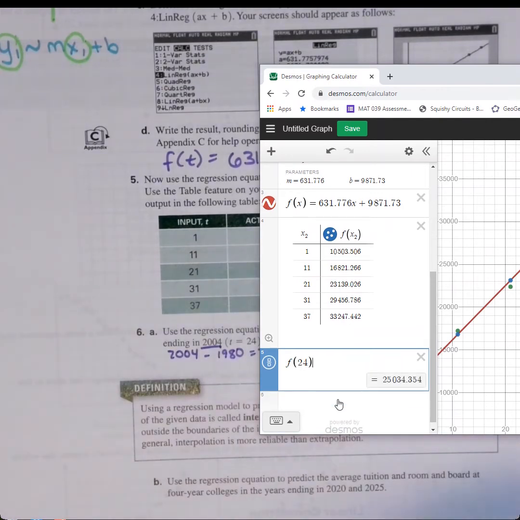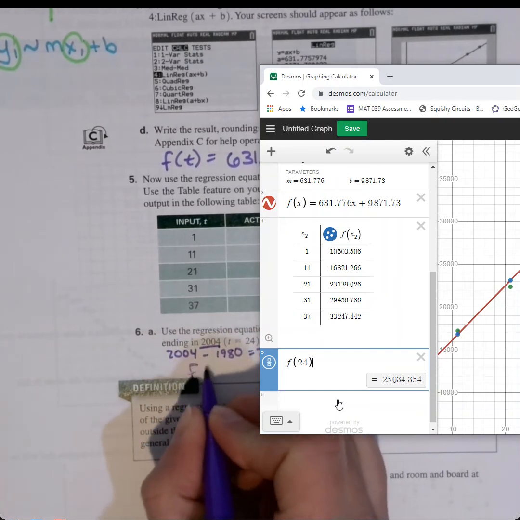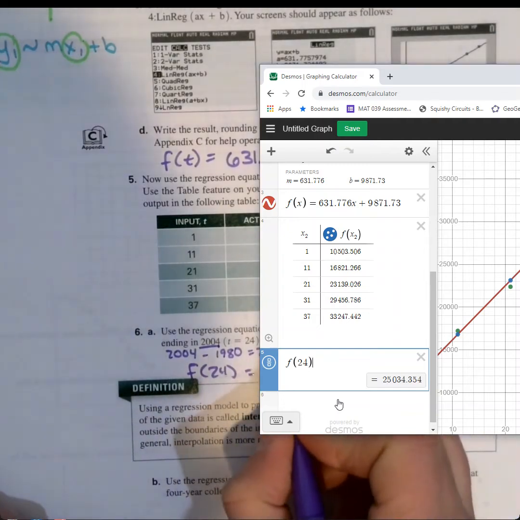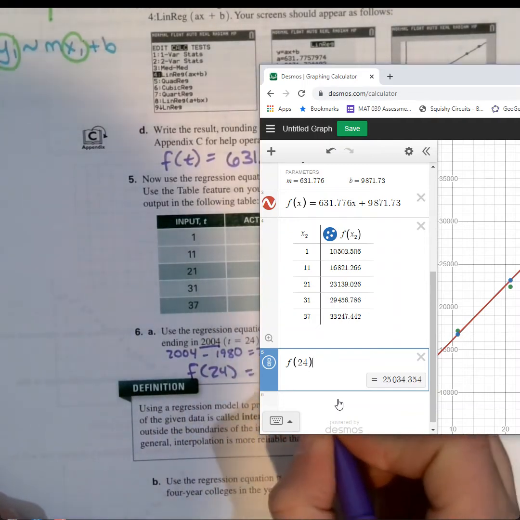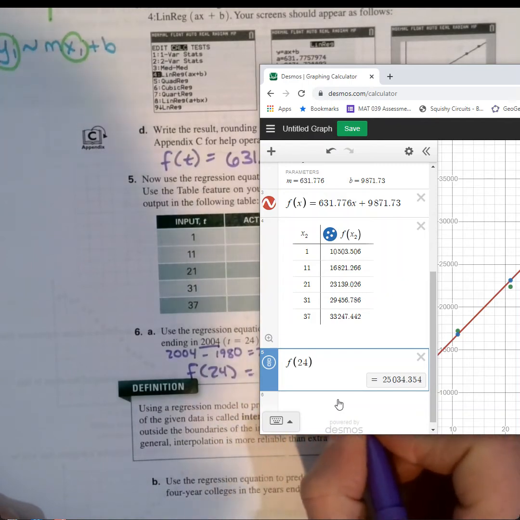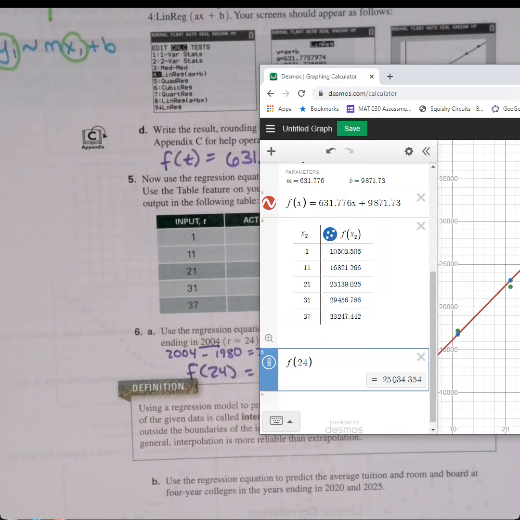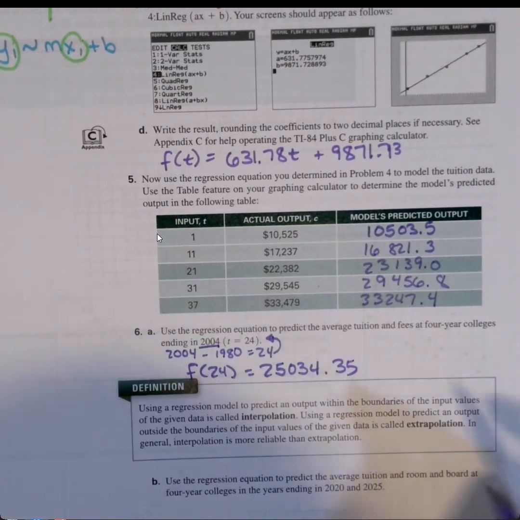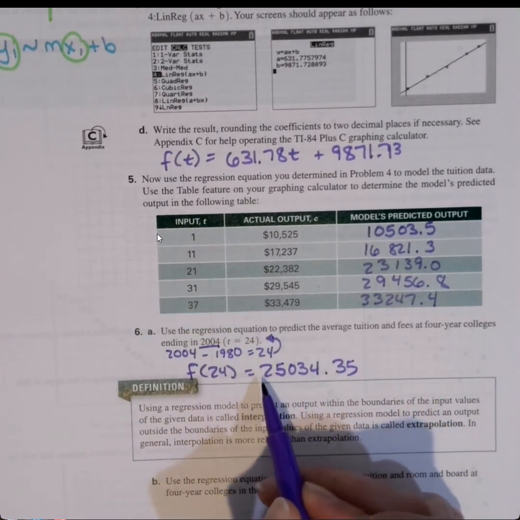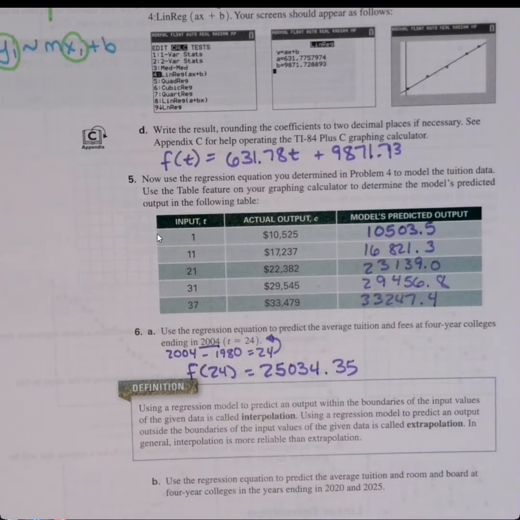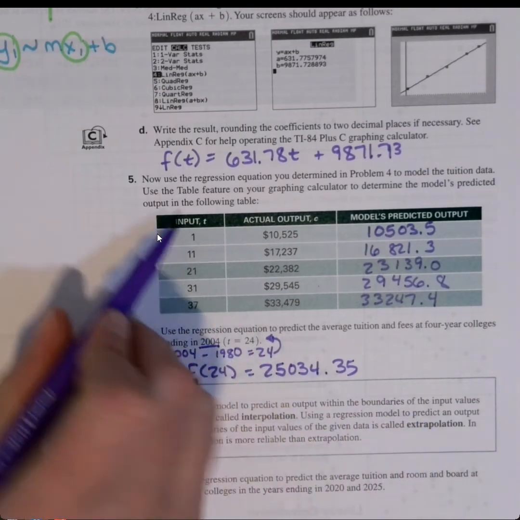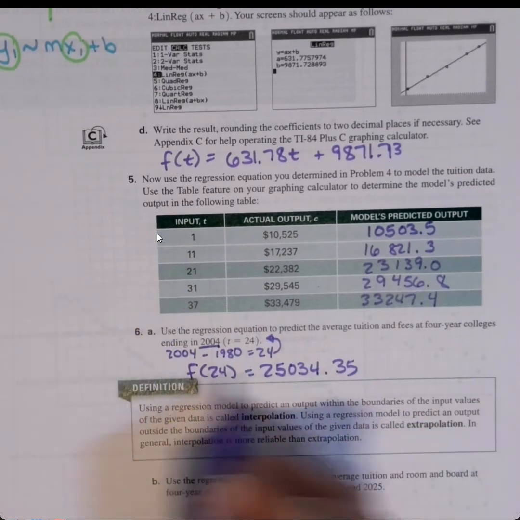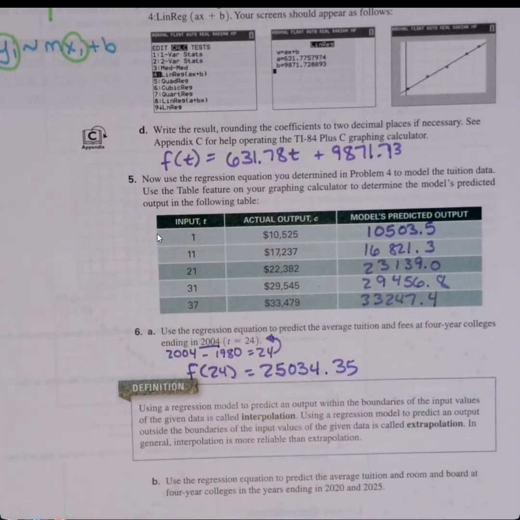I want to plug 24 into the equation. So f of 24 is $25,034.35. All right, so again, this may not be the actual answer, but it is our predicted answer. We're somewhere around $25,000 would be the tuition for the year 2004. We don't know data from the year 2004. It was not in the original table. We had 2001, we had 2011. So this is our best guess prediction of what that tuition would have been.